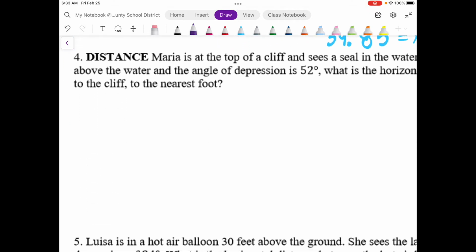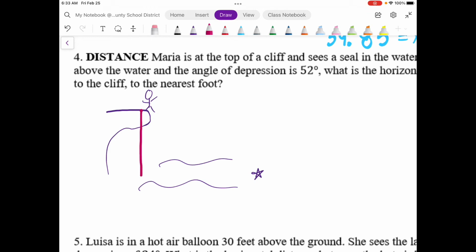Okay, number 4. Maria is at the top of a cliff and sees a seal in the water. I know I'm going to be talking about a triangle, but let's just pretend this is a cliff and we have someone here, okay? And we see a seal down here in the water. This is my water. I know my picture is great. So the cliff is 40 feet above the water. If I were to measure the height of my cliff, this is 40, and the angle of depression is 52.